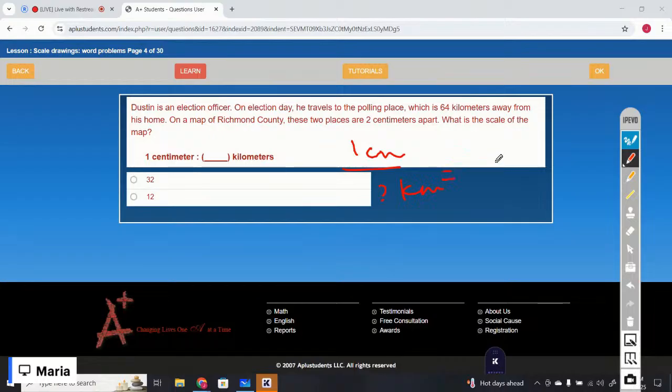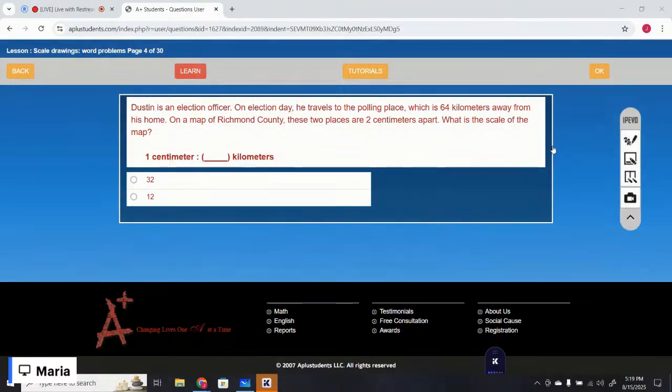So we have 2 centimeters apart, and that is 64 kilometers. 1 times 2 is 2, right? So what number times 2 gives 64? It's 32. Option number 1 is the correct option.